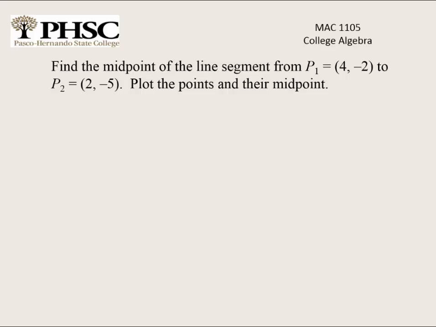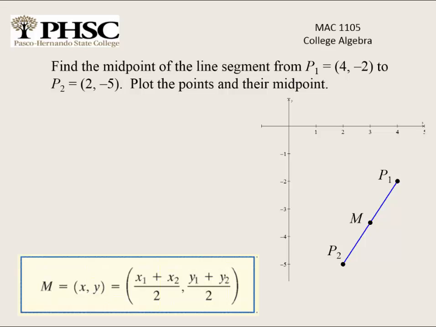So here we're going to go ahead and find the midpoint of a line segment from P1, which is (4, -2), to P2, which is (2, -5). Then we're going to plot the points and the midpoint. So here are the 2 points plotted with the midpoint. So we know the midpoint formula.